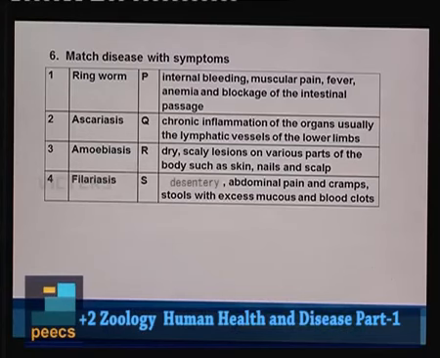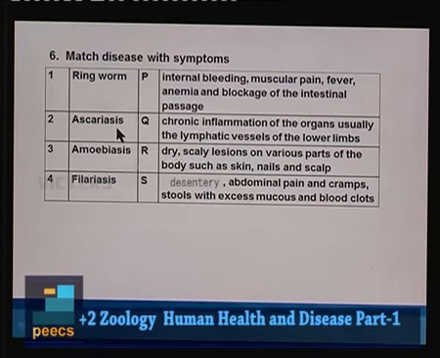Now, we are moving to the last question of this session. Here we have to match the disease with the corresponding symptoms. In the first column, some diseases are given, and in the second column we have a set of symptoms. So, how can we match? We can match it like this. Ringworm, what is the symptom for ringworm? It will cause dry scaly lesions on various parts of the body such as skin, nails and scalp. So, you can match 1 with R.